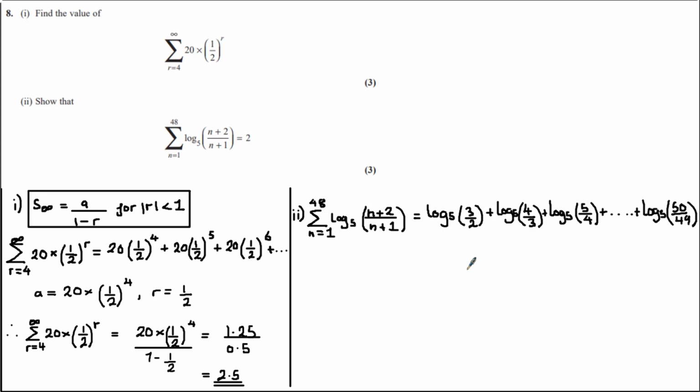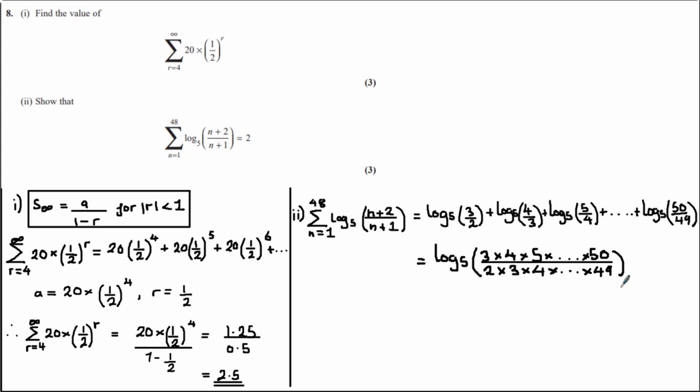So using this law, we can take log base 5 of the multiple of the arguments of terms in this series. And what I mean by arguments is just the values inside the brackets. So this is equal to log base 5 of 3 times 4 times 5 up to 50 divided by 2 times 3 times 4 up to 49.